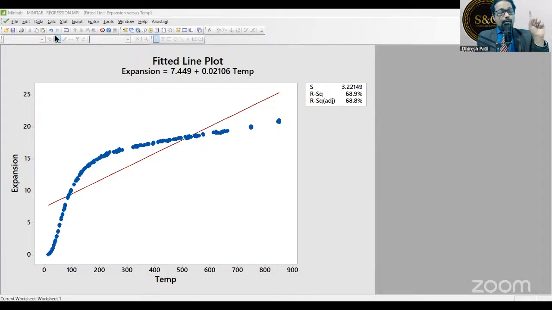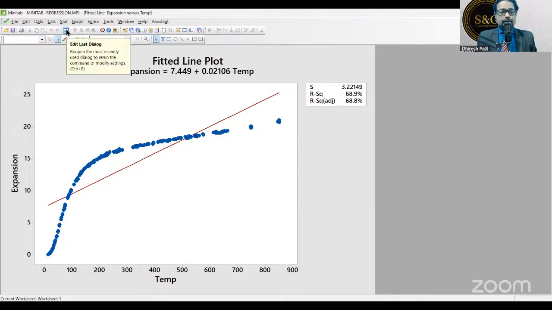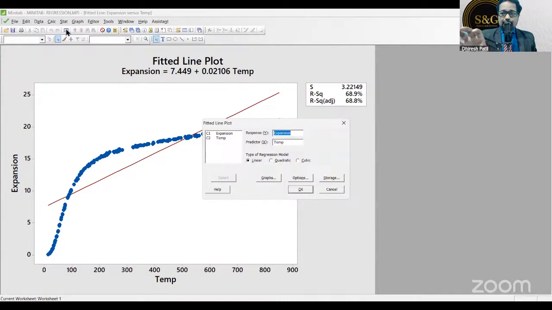Now let's go back again to our edit last dialog box. Or you can just press Control E. Just press Control and click E. You will come back again to our dialog box.